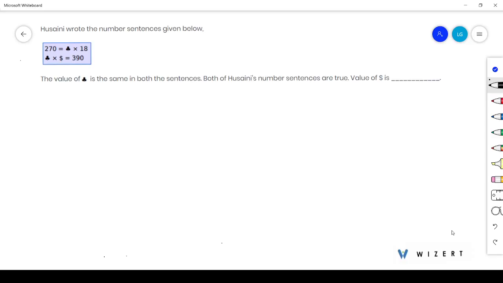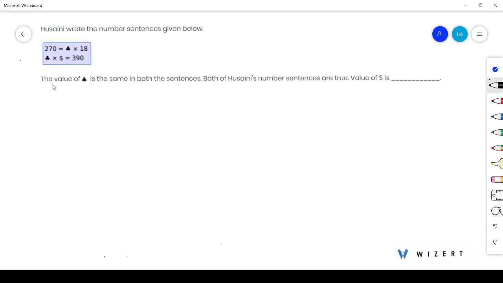Our question is, Hussaini wrote the number sentences given below. 270 equals club into 18. And the second sentence is club into dollar is 390. So the value of club is the same in both the sentences. Both of Hussaini's number sentences are true. So what will be the value of dollar?